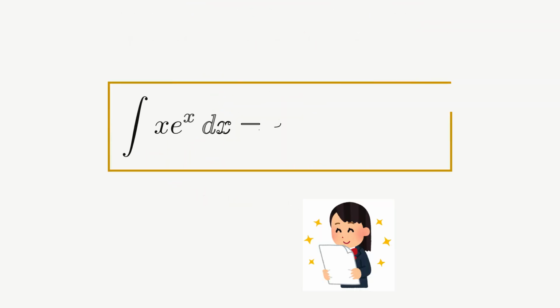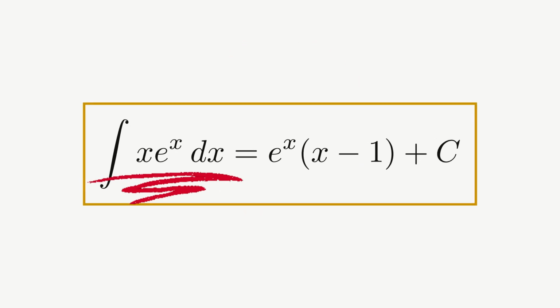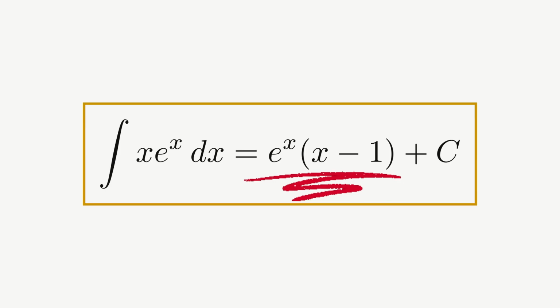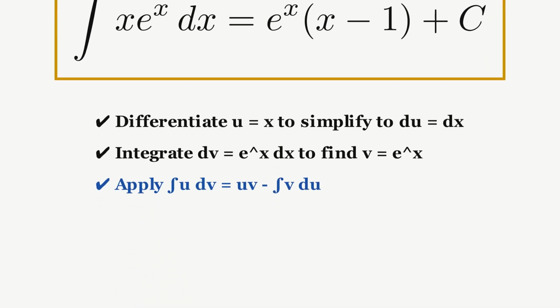Let's display the final result. The integral of x times e to the power x with respect to x is e to the power x multiplied by (x minus 1) plus c. A problem that looked difficult at first was solved using one elegant formula.